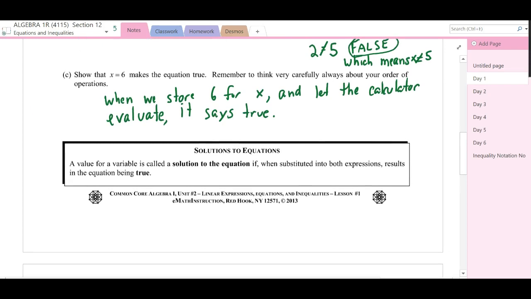A variable, it says in this box down below, a value for a variable is called the solution to the equation if when substituted into both expressions, the result in the equation is being true. That's exactly what we did. So if we store a value for a variable and type in the equation we want to test it for, and it tells us true, it tells us that that is the solution to the equation.